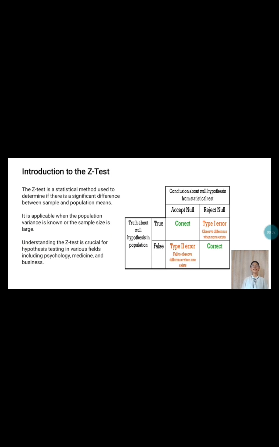Introduction to the z-test. The z-test is a statistical method used to determine if there is a significant difference between the sample and population mean. It is applicable when the population variance is known or the sample size is large. Understanding the z-test is crucial for hypothesis testing in various fields, including psychology, medicine, and business.